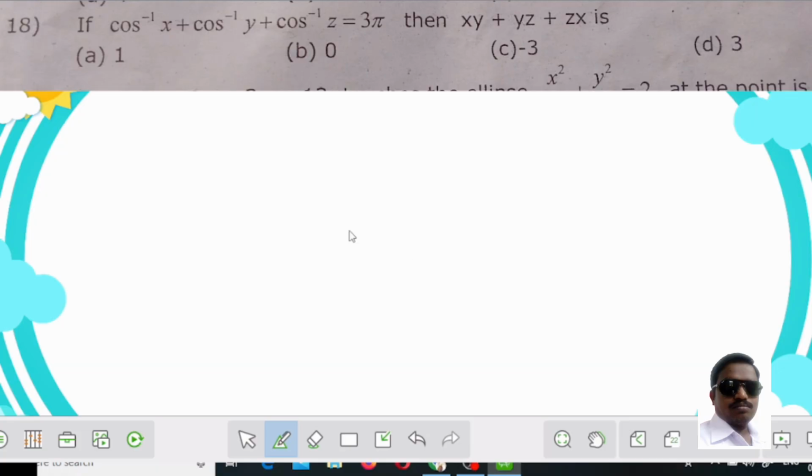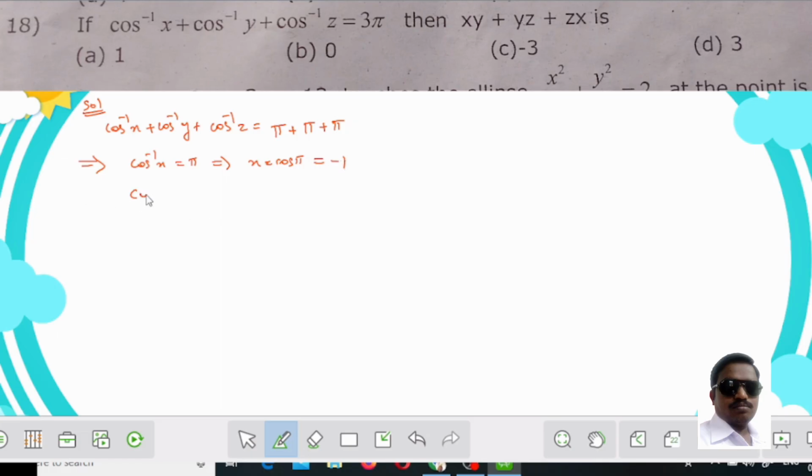The next question: cos inverse of x plus cos inverse of y plus cos inverse of z equal to 3 pi. To solve this, write the expression cos inverse x plus cos inverse y plus cos inverse z equal to 3 pi, which we may write like this, pi plus pi plus pi. Now cos inverse x we can equate to pi, cos inverse y also equate to pi, cos inverse z is also equal to pi. This implies cos inverse x equal to pi. This will lead to x equal to cos pi. The value of cos pi is minus 1.